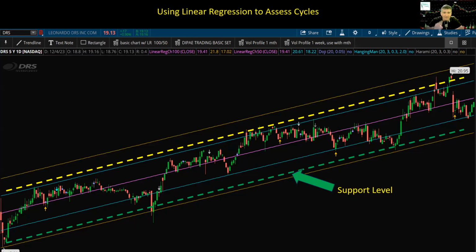And I love talking about this. It's my favorite indicator of all time. It's extremely powerful. And I would encourage everybody to learn as much as they can about how to use the linear regression channel.